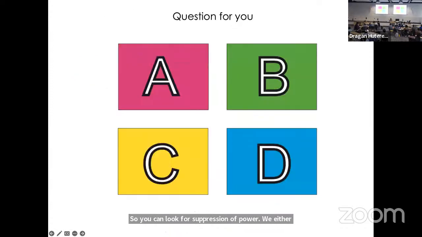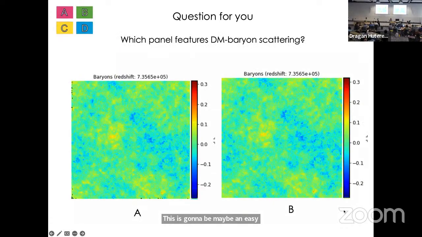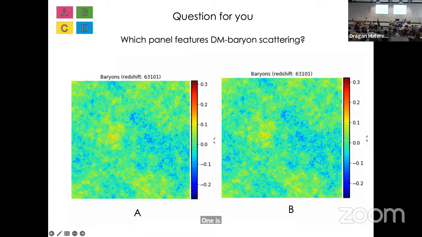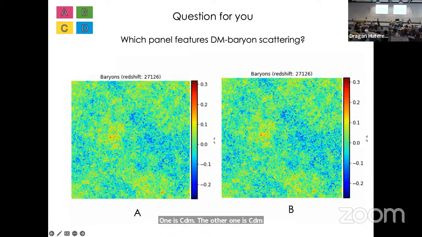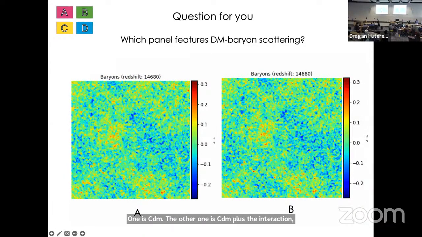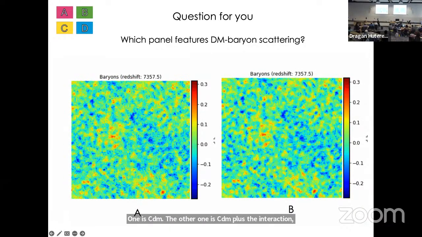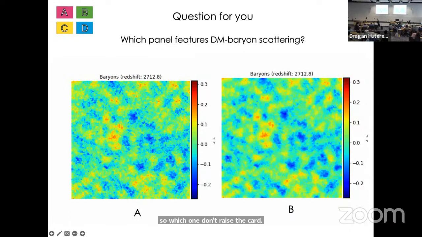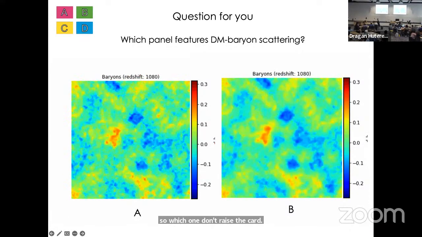Here's maybe the last question for you guys. This is going to be either an easy one or a terribly confusing one. We'll see which. One is CDM, the other one is CDM plus the interactions. Which one? Don't raise the card yet. Take a moment. You can see the whole evolution of the matter power spectrum. The old guard over here has probably got it already.